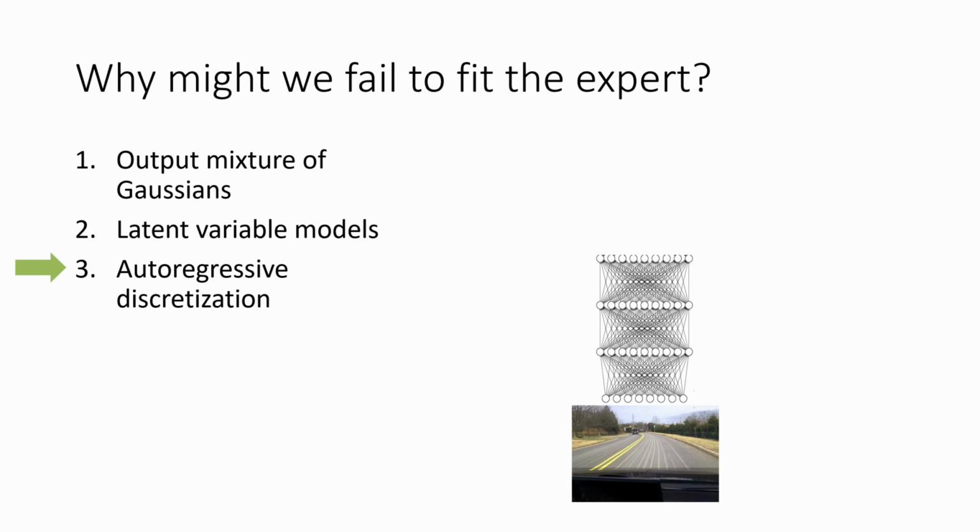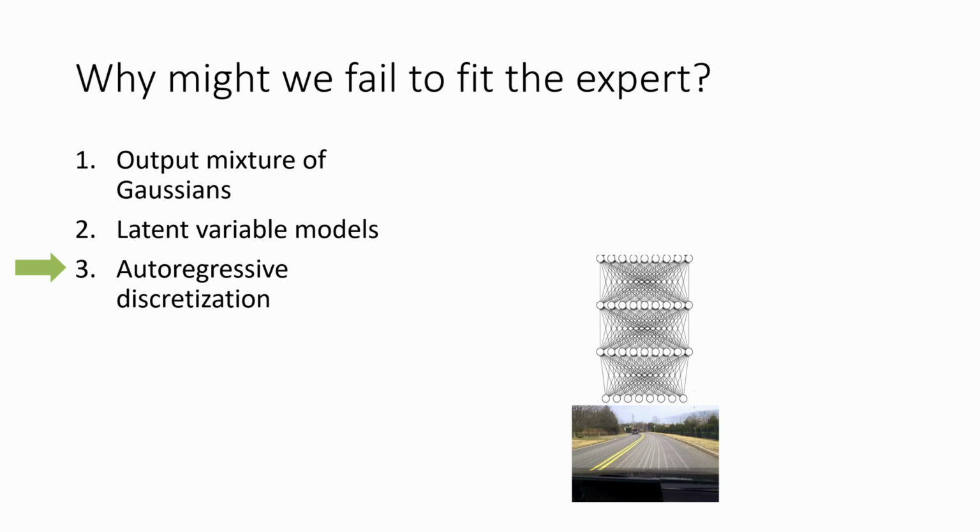Okay, and the last one is autoregressive discretization. So this is kind of an interesting idea. If you have a very, very low-dimensional action space, even if that action space is continuous, you can turn it into a discrete action space. So if you have just a one-dimensional action, the orientation of the steering wheel, it's not too hard to just separate it into lots of little bins and just make it a discrete action space.